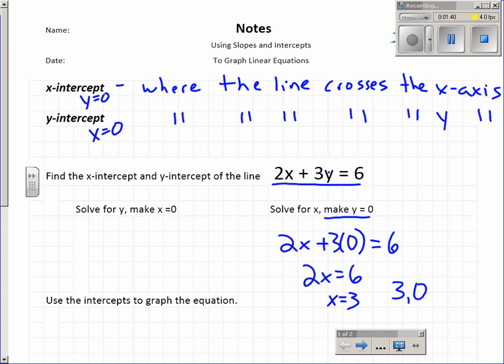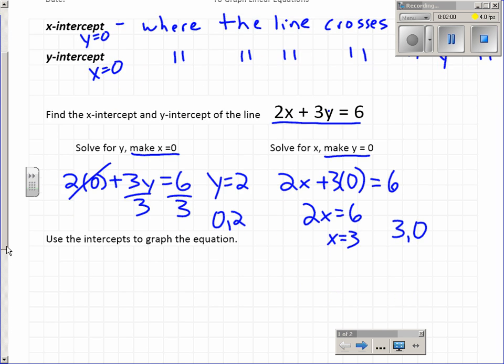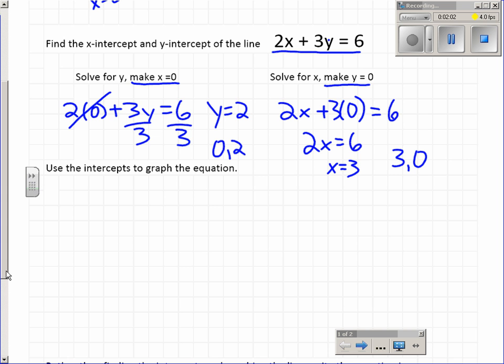Then we do the same thing to find the y-intercept. We make x 0. So 2, and then instead of writing x, I put parentheses 0, plus 3y equals 6. This becomes nothing, and then we divide by 3. So y equals 2, and our point is (0, 2). Then we've got 2 points that we can use to make this graph, and it's pretty simple from there.